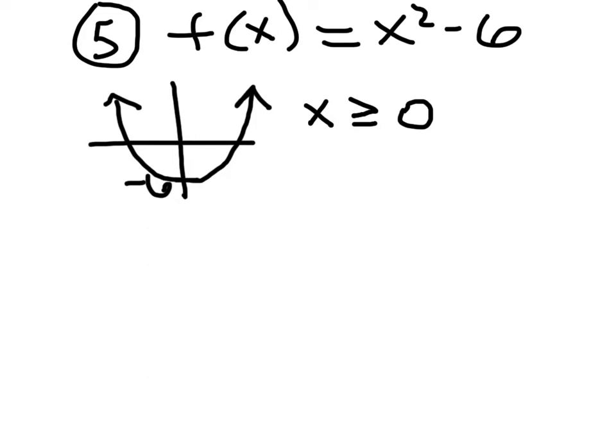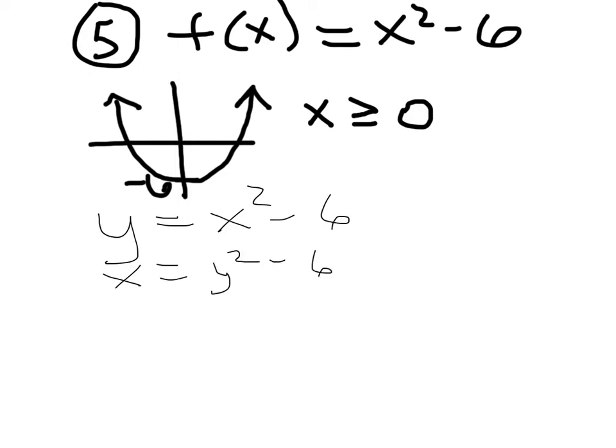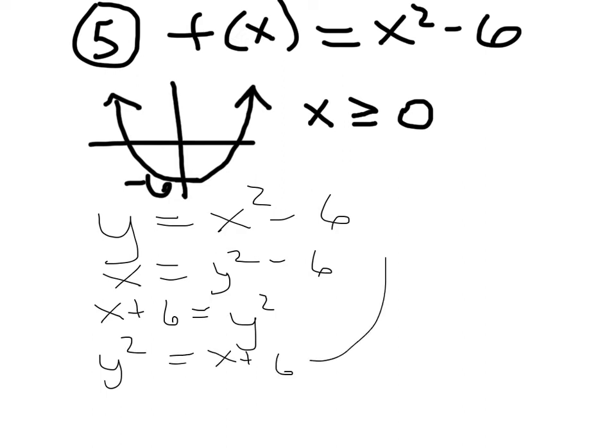So let's go to the steps that I would expect you to show. First, you should replace f of x with y and switch the x and y. Now, let's solve for y. So I will add 6 to both sides, and I like to have my y on the left. So I'm going to come over here, and I'm going to take the square root of both sides, which will result in y equals plus or minus the square root of x plus 6.